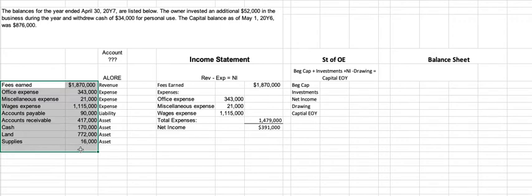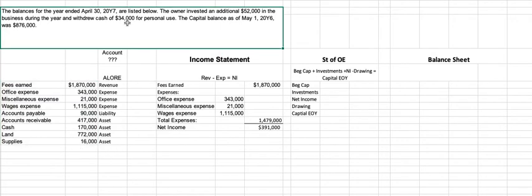are all these accounts and amounts. Therefore, we have to have some more information. So if you look up top here, there's more information. It's very important in accounting to always read all the information. So it says the balances for the year ended 2007 are listed below.